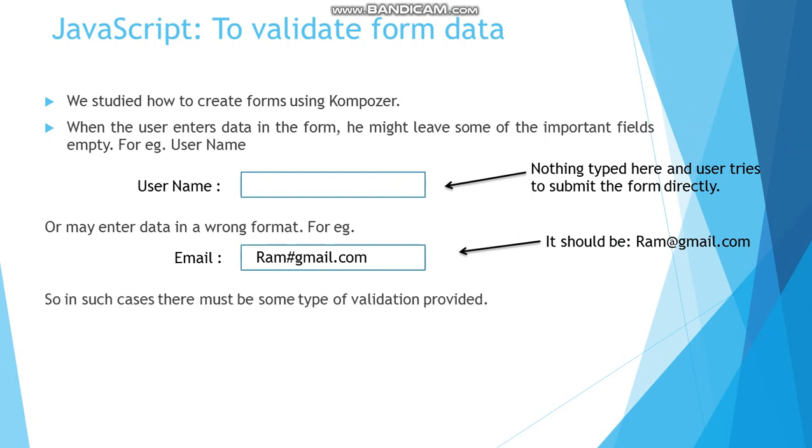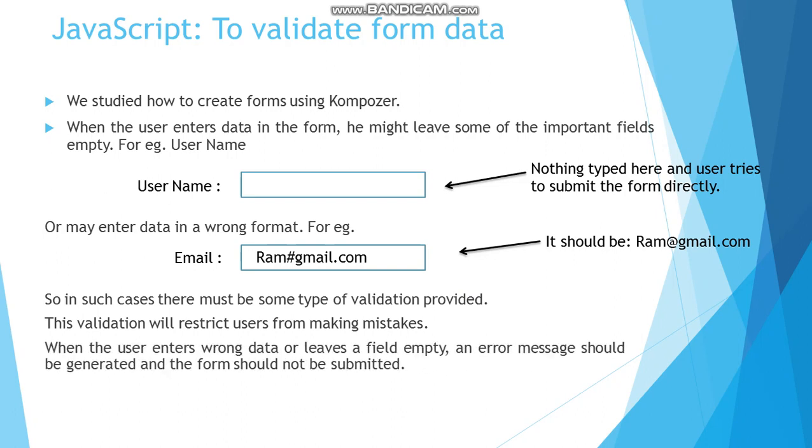In such cases, there must be some type of validation provided. This validation will restrict users from making mistakes. So whenever you make such a mistake, it will not submit the form. Instead of that, it will show you the mistake. And on several websites, you might have seen such forms and such validations. When the user enters wrong data or leaves a field empty, an error message should be generated and the form should not be submitted.